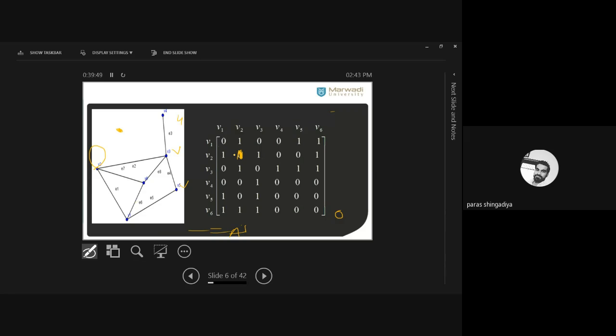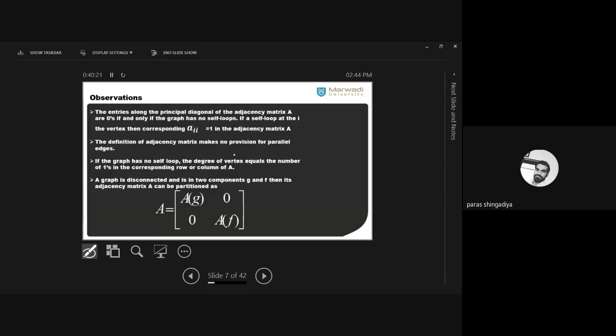So therefore we consider the condition to verify the matrix: a graph should not contain any self loop. Then you can use these conditions to verify the matrix, to verify that result. And the rest of the vertices you can verify. But if a vertex contains any loop, then this result will be mismatched. This result will give a contradictory answer. Is it okay? So that is the third one: if the graph has no self loop, then the degree of the vertex equals the number of ones in the corresponding row as well as column of A.